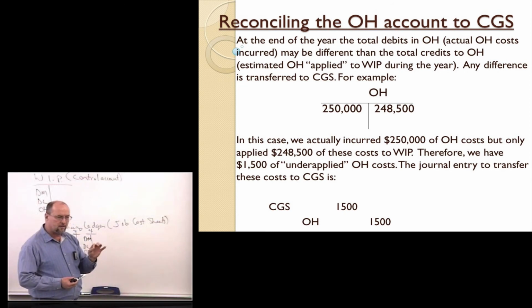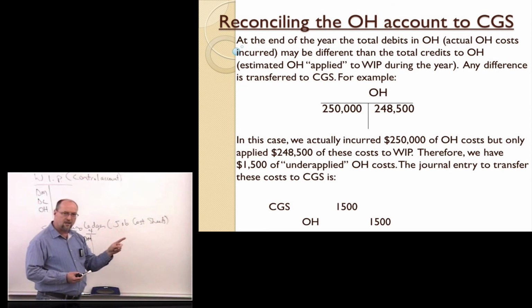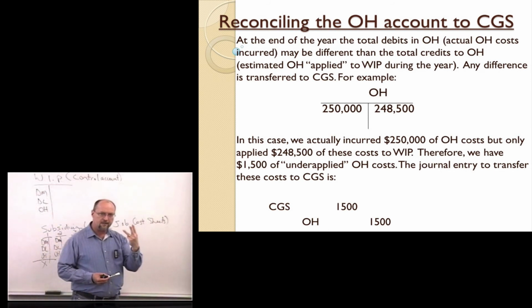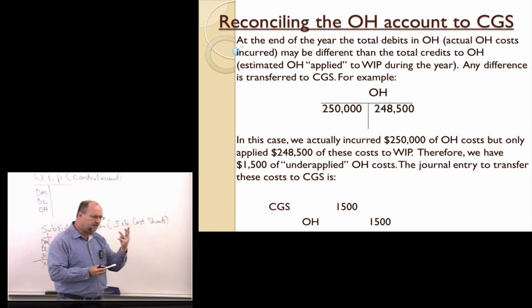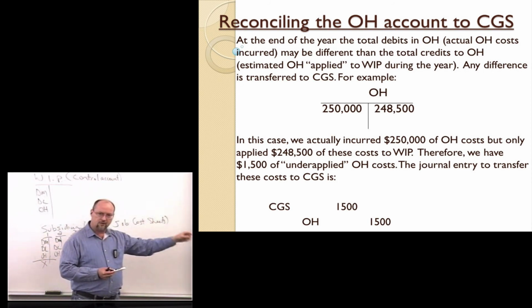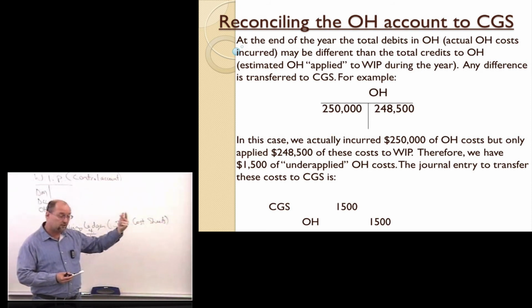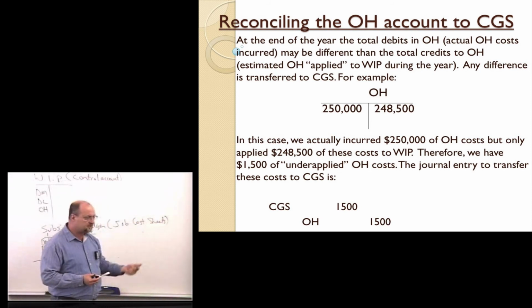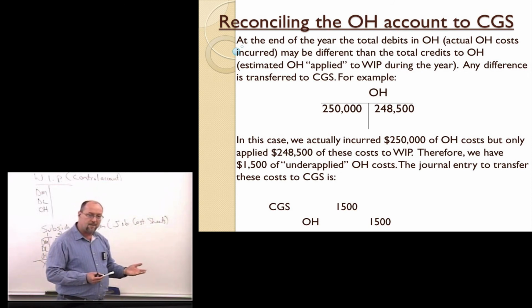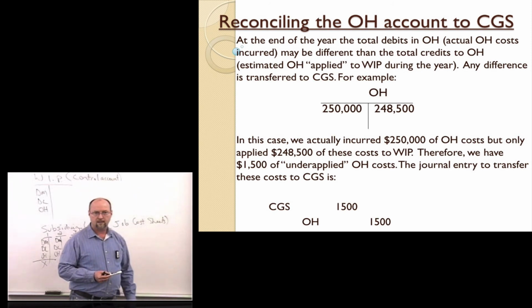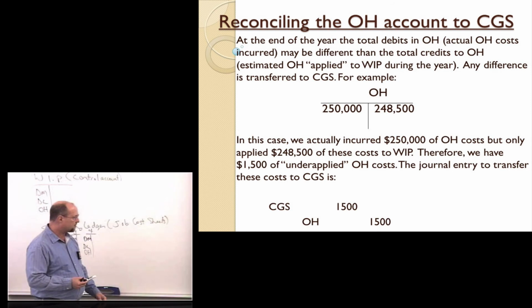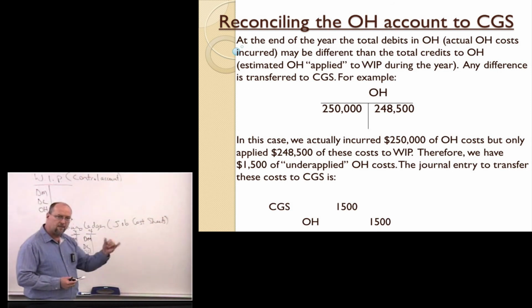Technically, if you think about it, that $1,500 could be spread out in 3 different spots. It could still be sitting in work in process, some of it. Some of it could still be sitting in finished goods in the warehouse, and some of it may have actually been sold. Okay, but to figure out which part of the 1,500 is in work in process, which part's in finished goods, which part's in cost of goods sold, that's difficult. And if it's an insignificant number, it's not really worth the time. And you know that eventually everything's going to get sold, so it will end up in cost of goods sold. Okay, so it's common practice to simply charge cost of goods sold when there's a balance remaining in the overhead account.